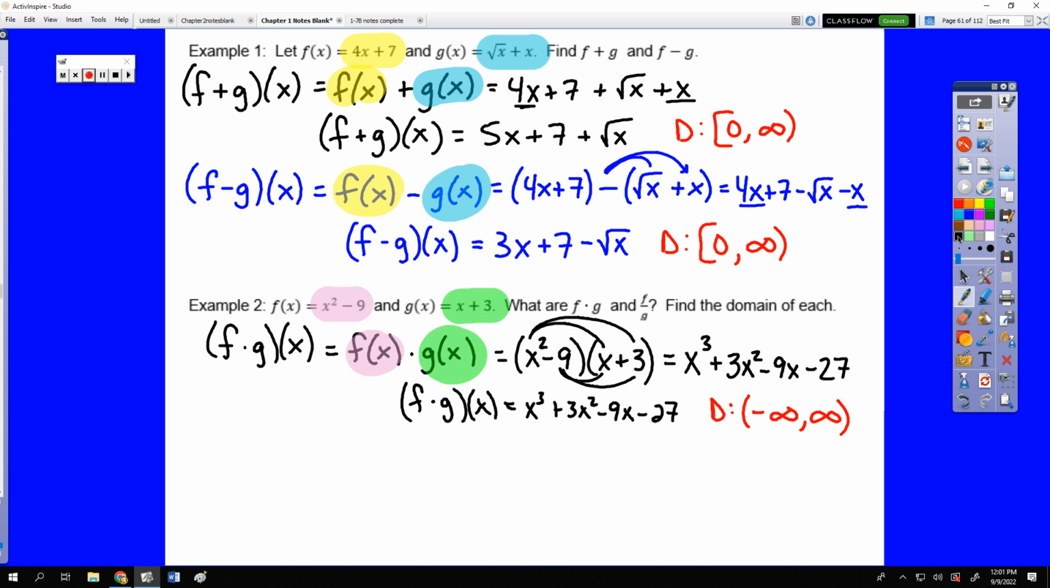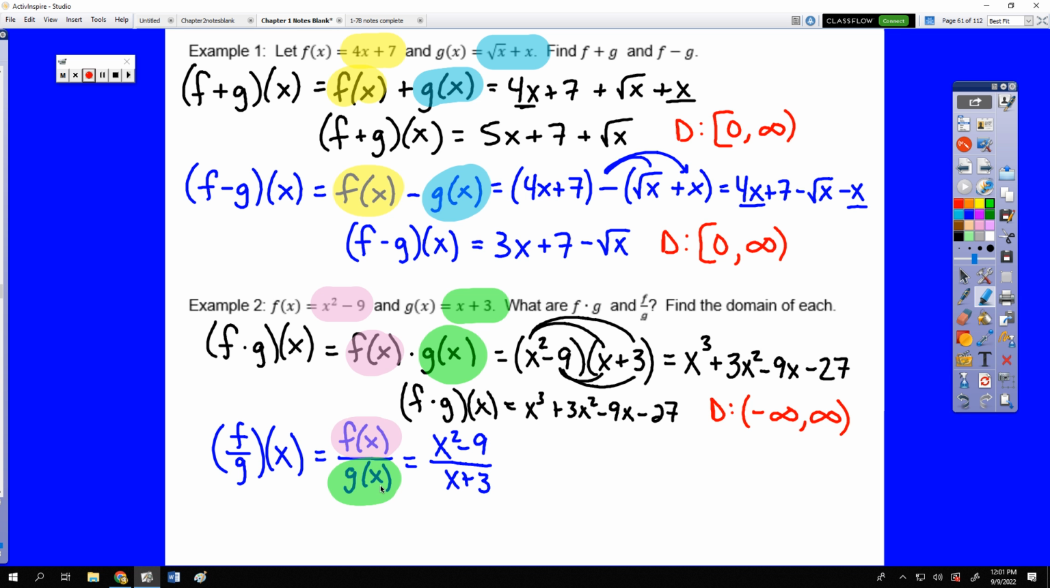Finally, we have f divided by g of x. So f divided by g of x would be f of x divided by g of x, meaning that we would have a rational function, x squared minus 9 over x plus 3. Now here, before we do anything else, we should realize that negative 3 is not allowed to be in the domain of this function, because if negative 3 is in the domain, then we have division by 0. Okay? Right here, we should realize that x is not allowed to equal negative 3.